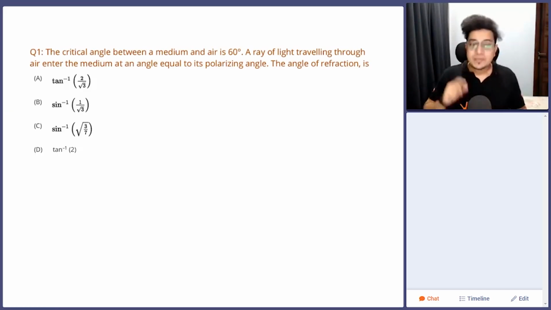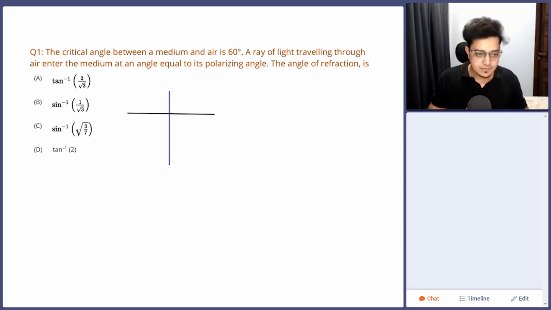The critical angle of a medium and air is given to you as 60 degrees. So we know critical angle is that angle of incidence at which, when a light ray is trying to travel from denser medium to rarer medium, it will graze along the surface. So if this is the critical angle, then after refraction, the refracted ray would travel like this. Correct? So there is some medium mentioned here, and outside the medium is mentioned as air. So there is air over here.